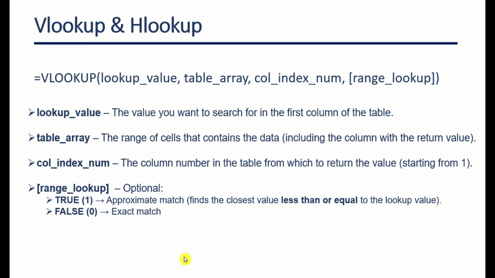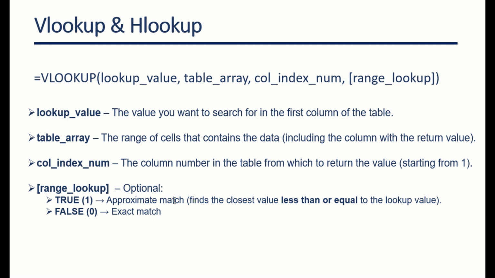Here is the structure of what the lookup functions look like. The lookup value is the value you want to search for. In the case of our illustration, it will be the name you type into the search bar of your contact list. The table array is the range of cells that contains the data you want to search and return. For example, your entire contact list will be a table array. The column index is the position of the column where the data you want to return is stored.